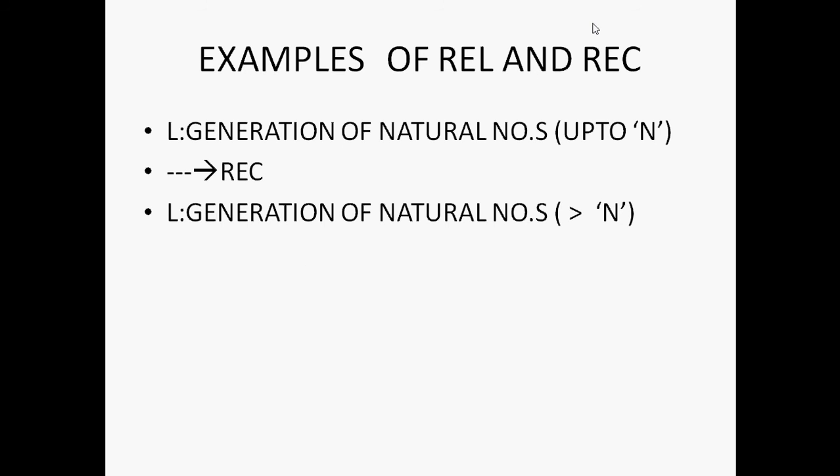Now let's see the language which generates natural numbers which are greater than n. For example, if you are given 5, you need to generate 6, 7, 8, and so on to infinity. So this is not finite, this is infinite. This type of language is known as recursive enumerable languages. This is the primary difference between recursive enumerable languages and recursive languages. The generation of natural numbers up to n is a recursive language, and the generation of natural numbers greater than n is a recursive enumerable language.